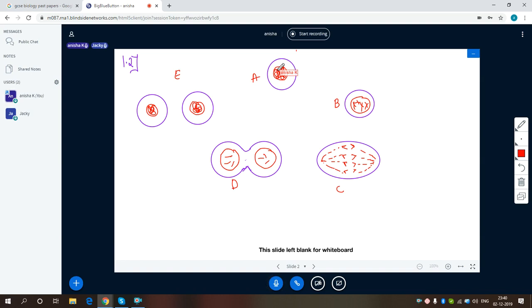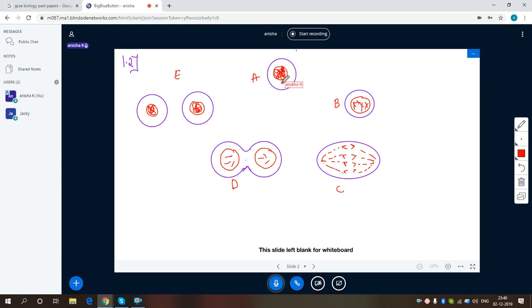Next option is the number of subcellular structures is increasing, right? See, they are increasing. They have given you a combination of something which is kind of multiplying, okay? So we'll take that option, that the number of subcellular structures is increasing.